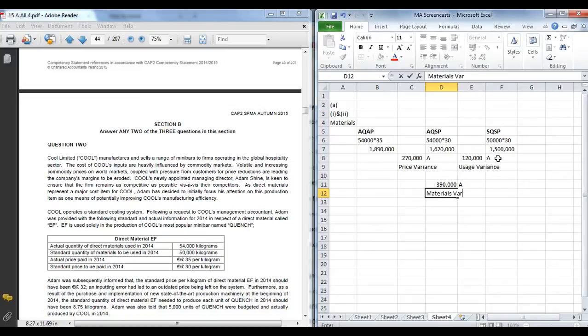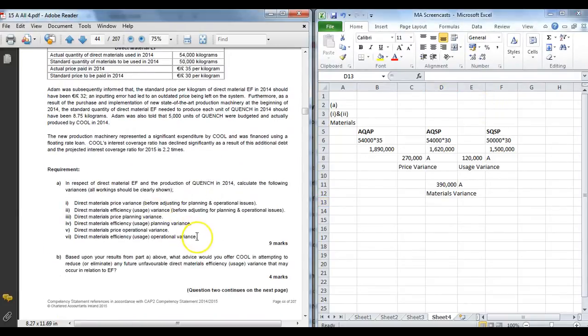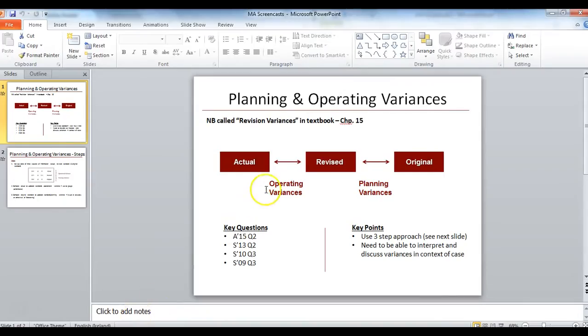So that was a relatively straightforward one for the start of this question. But now we're asked for a bit trickier one. We're looking to split the price and usage variances into their planning and operational variances. So it's important you understand the basics of planning and operating before we actually go on and try and attempt the question. What are planning and operating? Well, planning and operating arise when you have an updated set of standards.